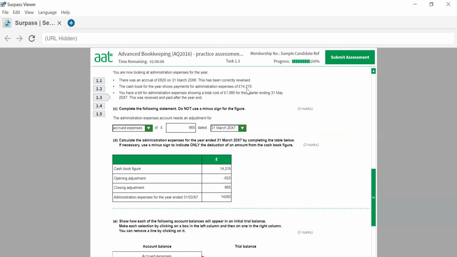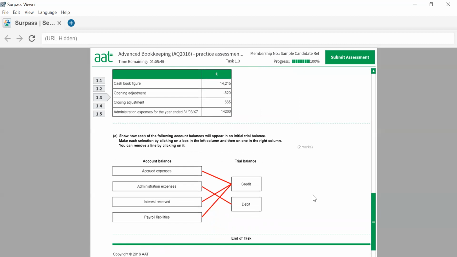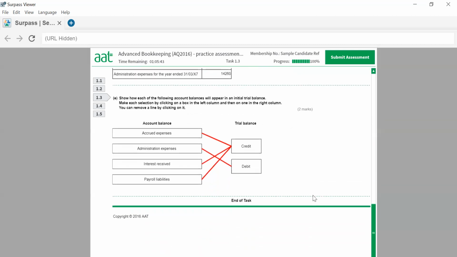So let's go over it again. We paid 14,215, but we already had 620 from the previous period that had been paid. But then we've also got that additional 665 that we've accrued. So therefore it gives us a closing figure of 14,260. Okay.